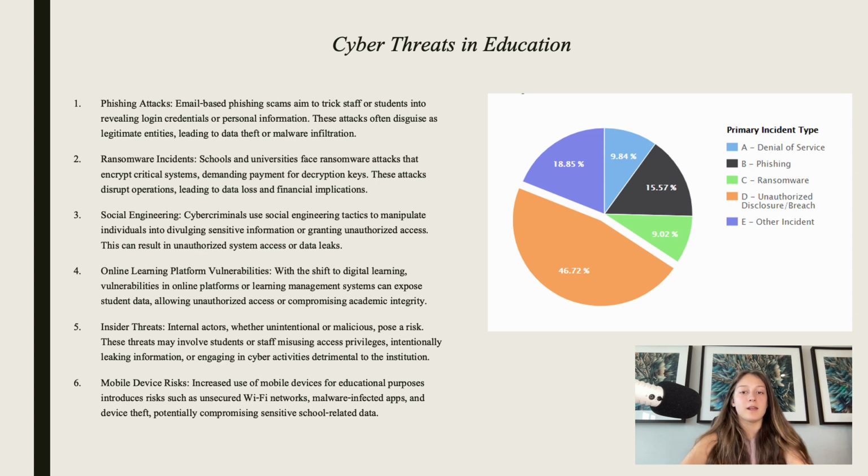So our first slide is cyber threats in education. In this slide here, I gave you an example with a pie chart with primary incident types, and also in this slide I will talk about the 6 different attacks that cyber criminals use. First off is a phishing attack. A phishing attack is mostly used by emails.